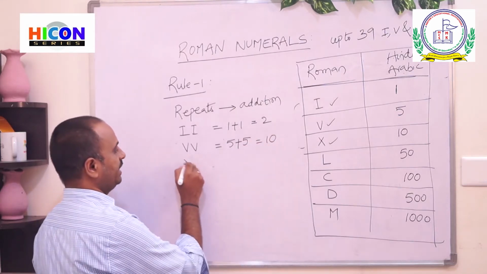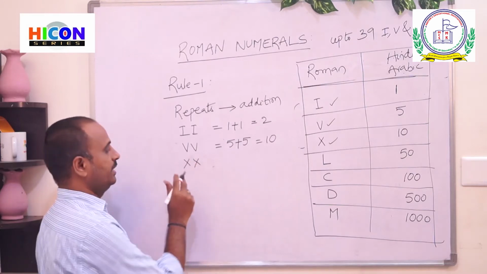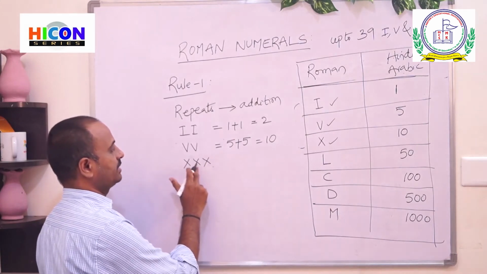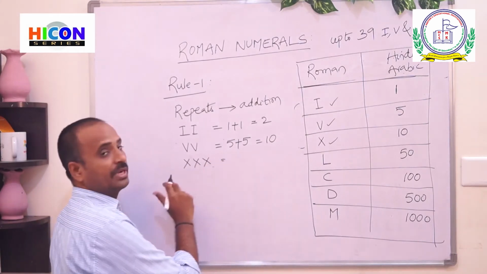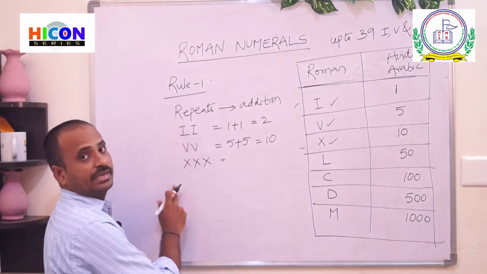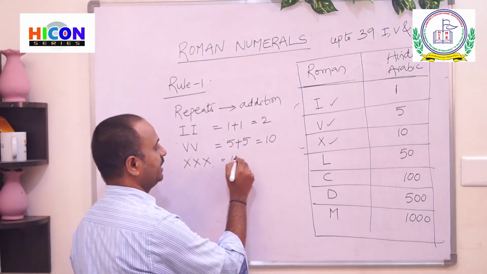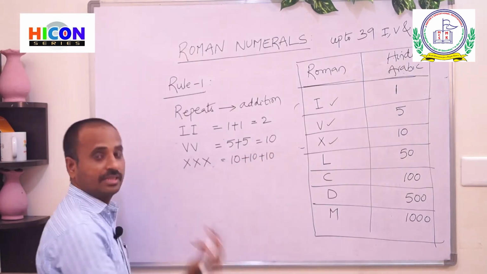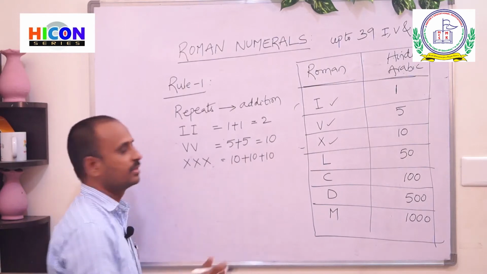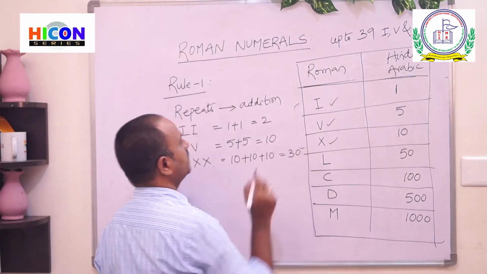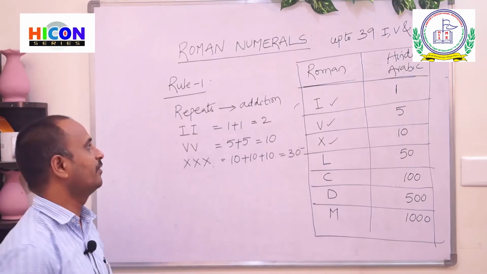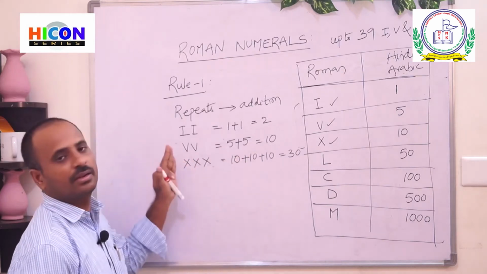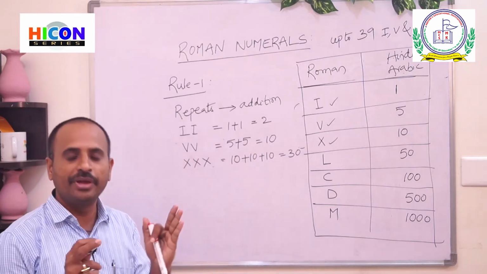In the same way, XXX. Here X is repeated 3 times. If any symbol is repeated, then it means addition. X means 10, so 10 plus 10 plus 10. Now we have to add 10 three times, which becomes 30. So children, this is the first rule while converting Roman numerals into the Hindu Arabic system. If any numeral is repeated, we have to make addition.